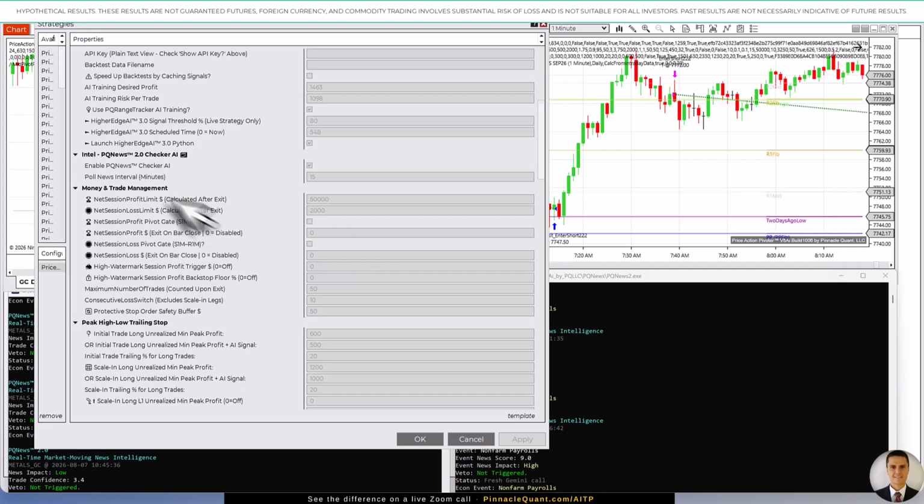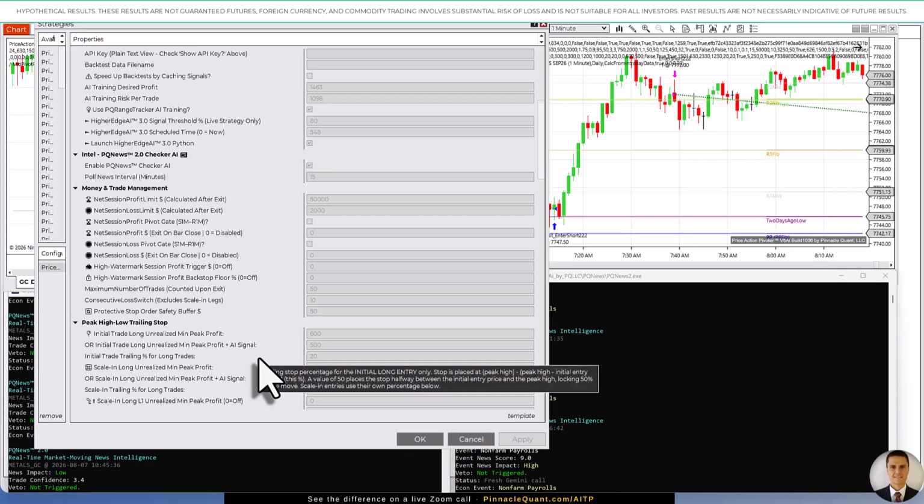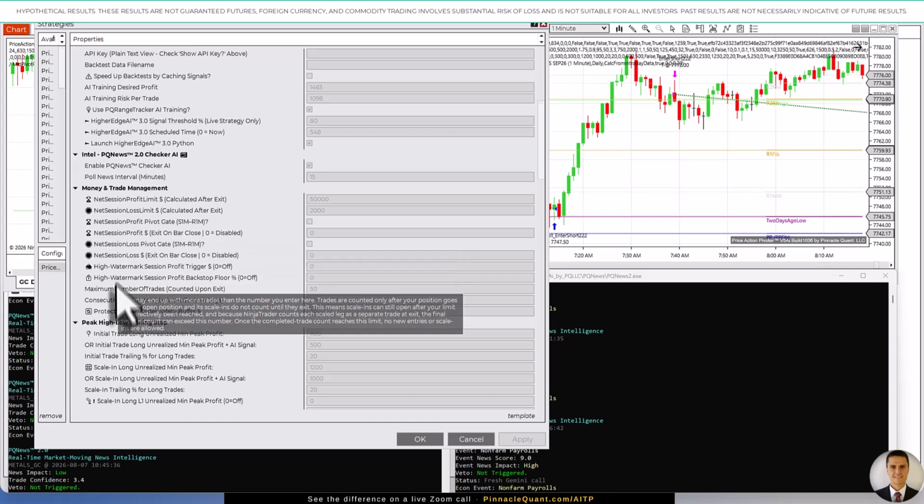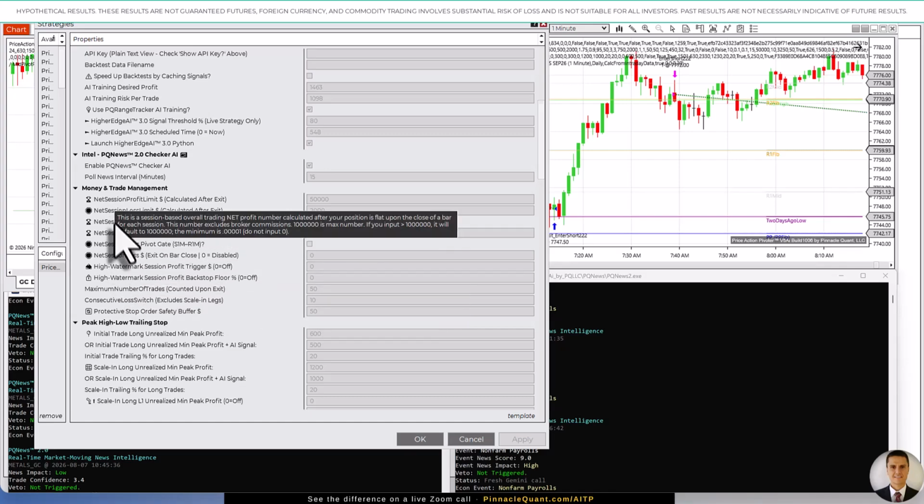I have the net session profit limit of 50,000, very high. Net session loss limit of 2,000. This, however, is calculated after the trade exits. If you wanted to calculate while the trade is still live upon bar close, this is a bar close strategy, then you would have to do that on the next one here, which is net session loss. Notice in the parentheses, exit on bar close, and anytime you highlight over any one of these parameters with your mouse, it gives you details about it.